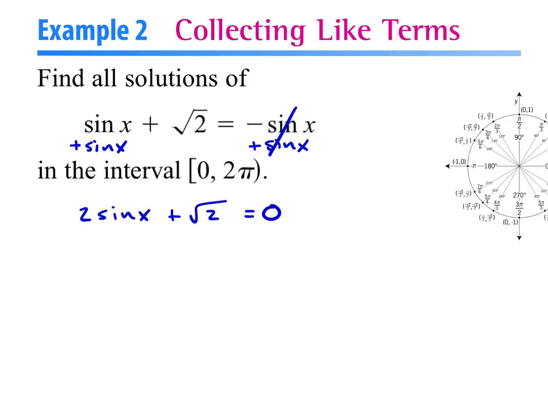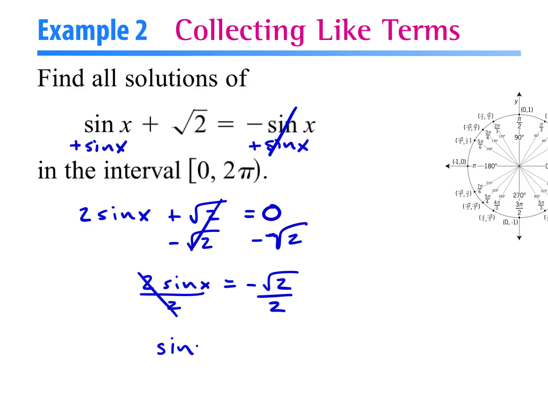Now we want to get our trig function all by itself, so what should we do next? Subtract square root 2. So 2 sine of x equals negative square root 2. What should we do next? Divide by 2. So sine of x equals negative square root 2 over 2.